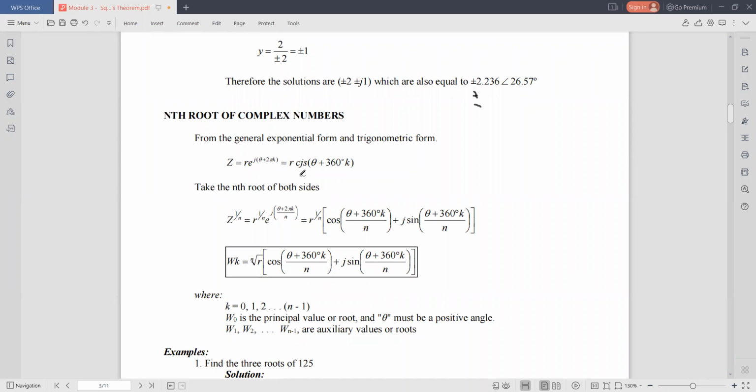For your trigonometric form, you have your r cis multiplied by theta plus 360 degrees. Of course, this is in degrees. This is in degrees multiplied by k. While in the exponential, we have 2 pi. Okay. That is equivalent also to 360 degrees.